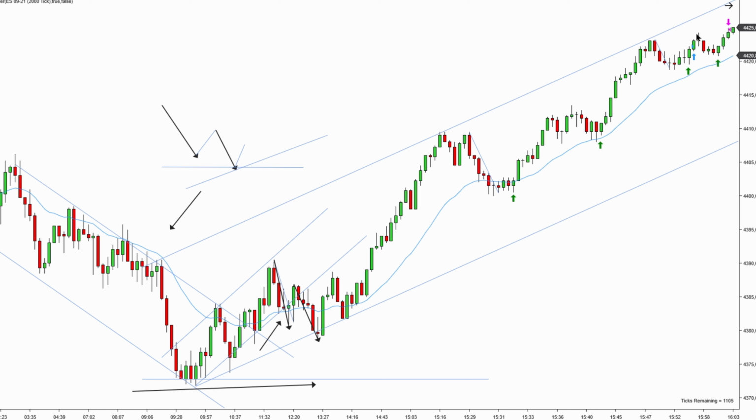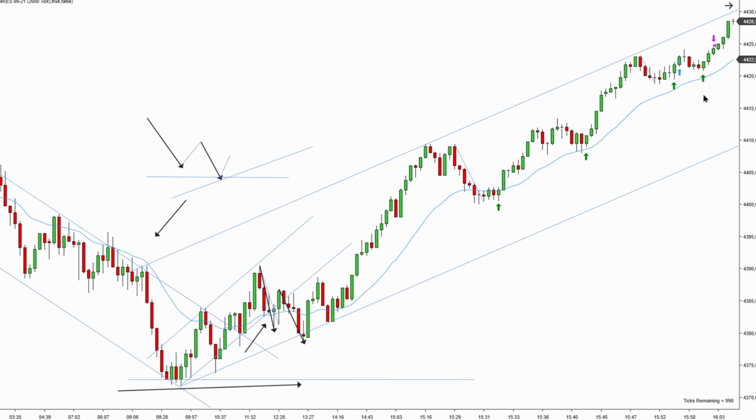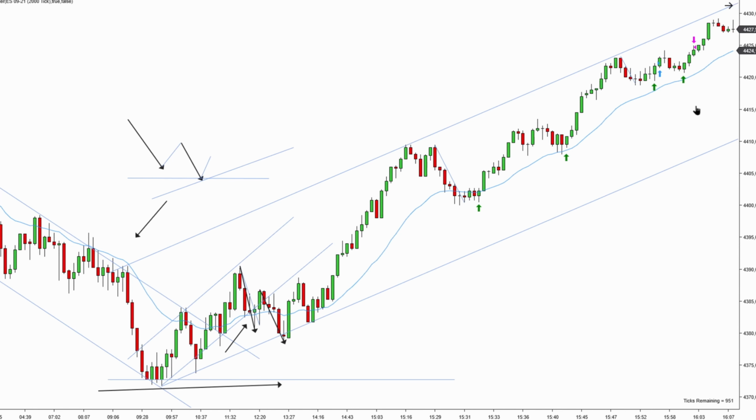And once again, two-legged pullback, fairly aggressive because we're not touching the EMA, but I'm going to market anyway because now it is a strong uptrend. So this is my first trade. Once again, the same thing I did right here. I'm not expecting another trade. I know that I'm going to be sitting on my hands for like 20 minutes.